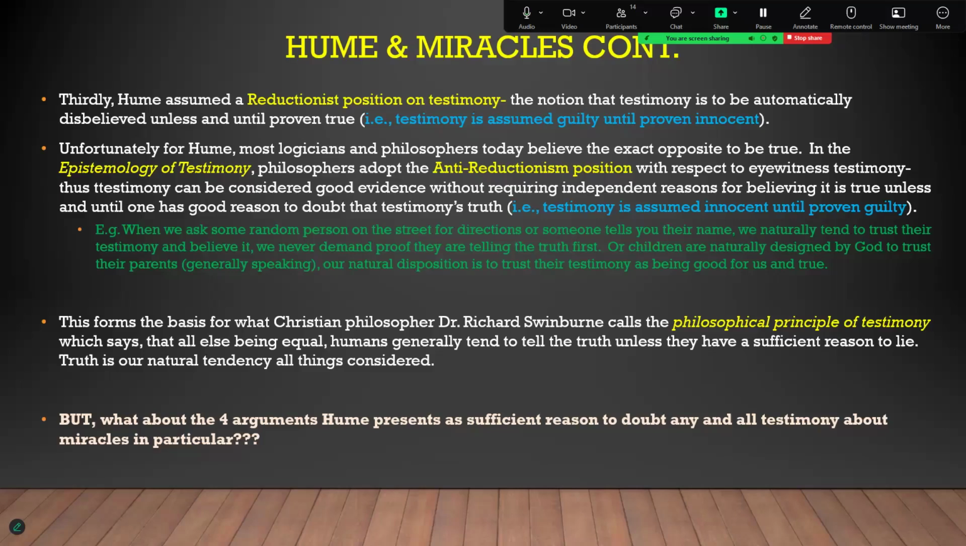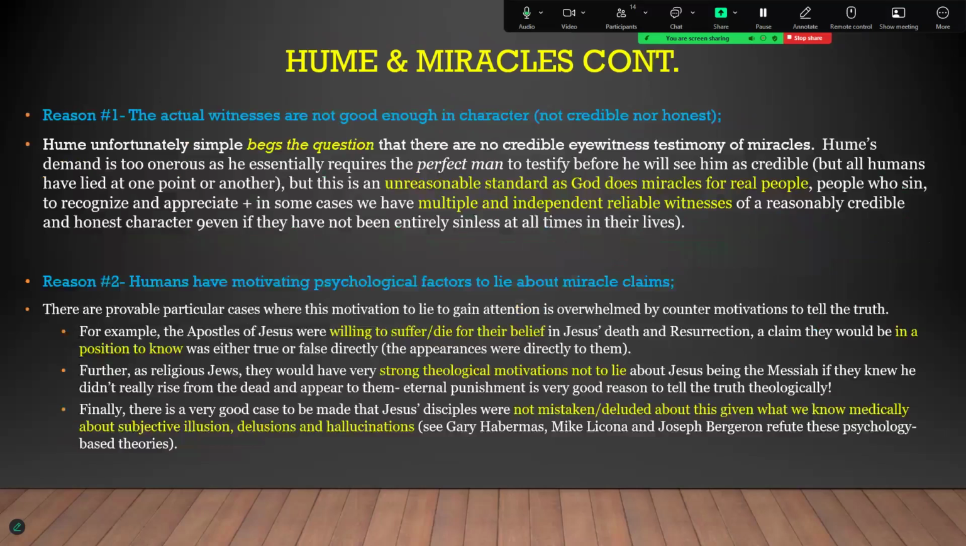So that's where Hume is coming in. Remember, he gave those four arguments with respect to testimony about miracles. He said, well, we do have a defeater. We have a reason to disbelieve testimony. And why? Because he gave these four reasons, right? So that the actual witnesses are not good enough in character. They're not credible and they're not honest. But that really just begs the question. He's just assuming that there are no credible eyewitness testimonies.